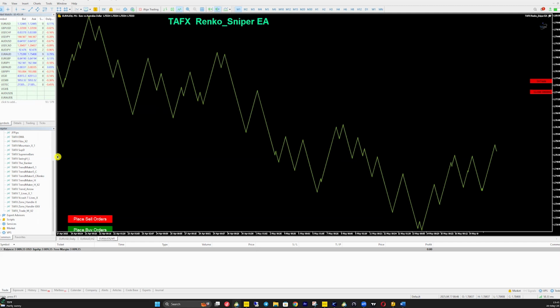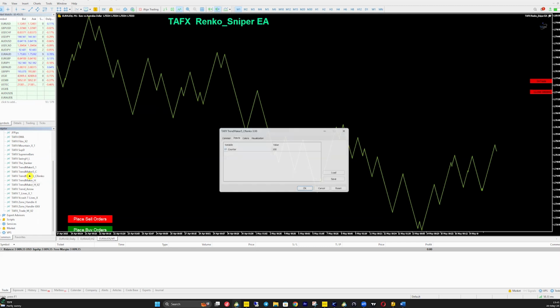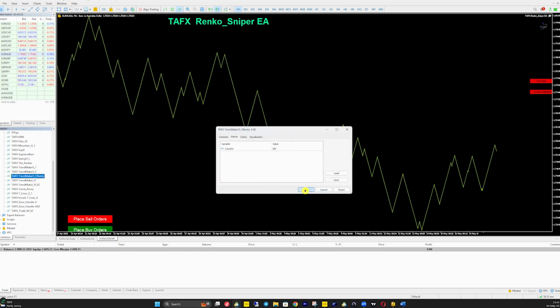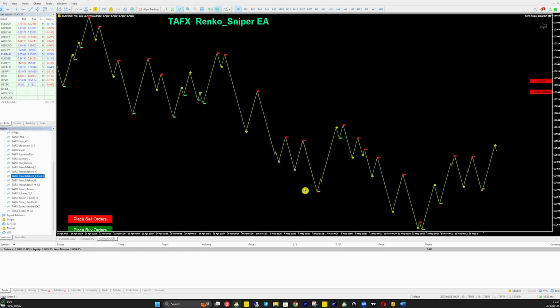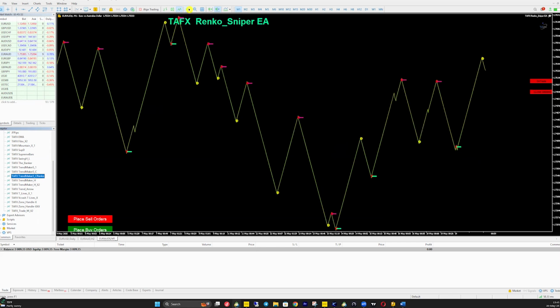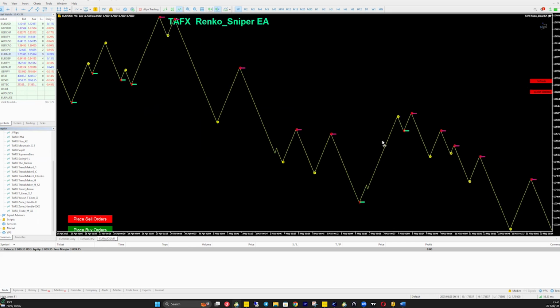If you are working manually, you can make sure you pick this RENKO trade maker for the RENKO, and you just double click it and set it. Okay, and we are going to learn now to make things easier. We are going to see these things in a very smooth and understandable way.